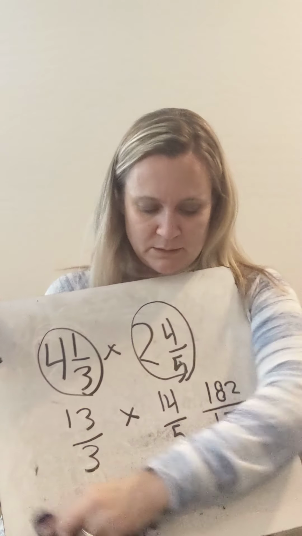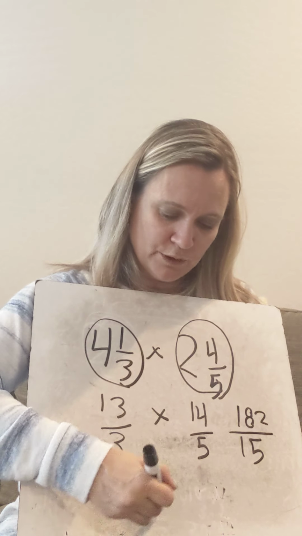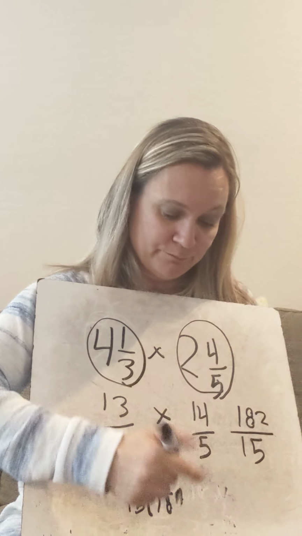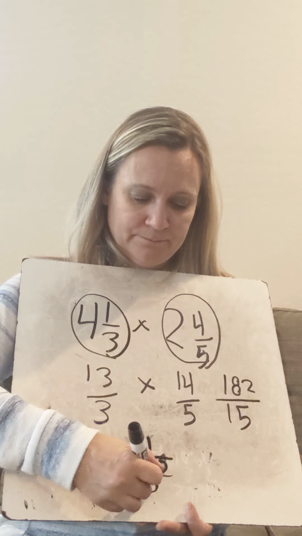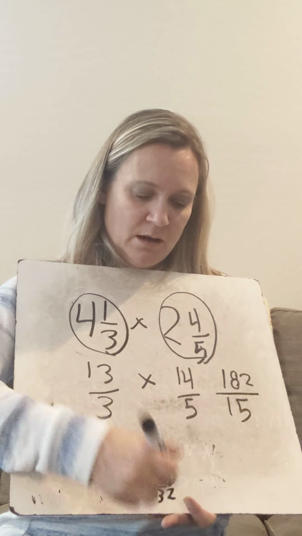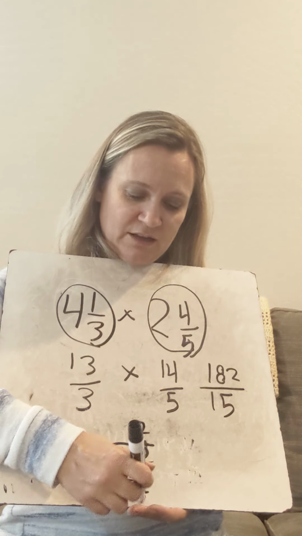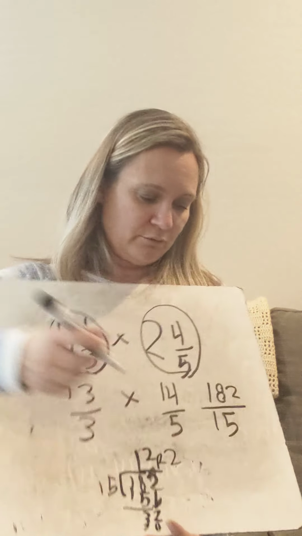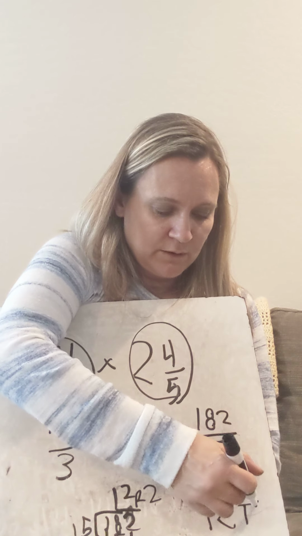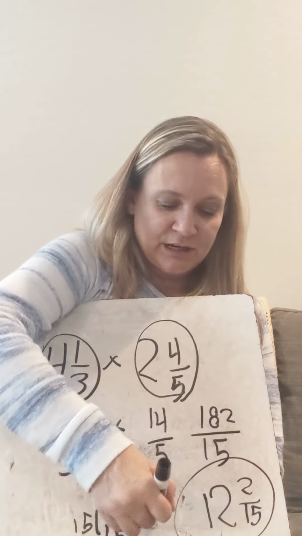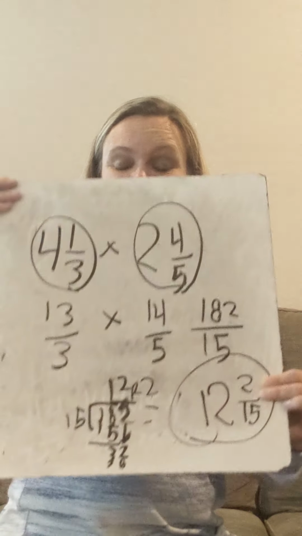So let's divide 15 into 182. All right, so I know that 15 can go into 18 one whole time. And I know that 15 can go into 32 two times because 2 times 15 is 30. So my answer will be 12 remainder 2. So my answer will be 12 wholes and 2 over 15. That's a good answer because it is a mixed number and there are no common factors between 2 and 15. Great.